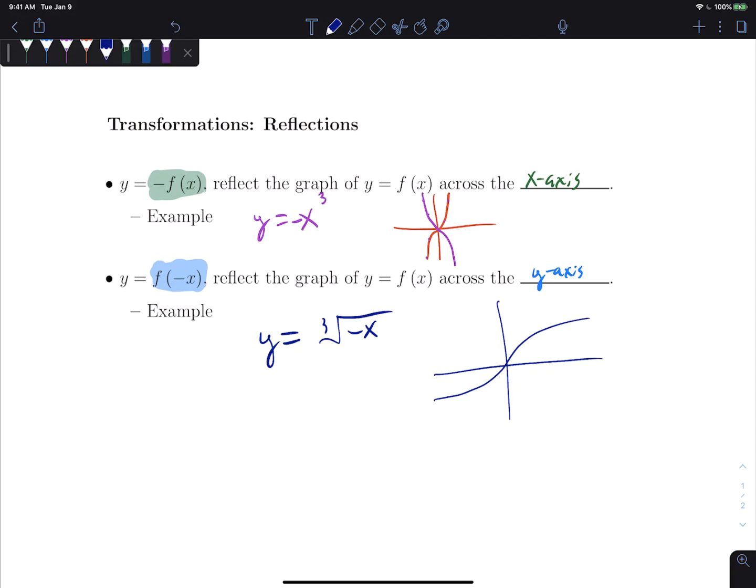But a reflection across the y-axis means that there has to be a point over here. A point here means there's a point here, a point here means there's a point here, and so on for each point. Notice that we are changing the x value, not the y value. Up here, we were changing the y value, not the x value. And it's always changing the opposite one, which is the reason this is a reflection across the x-axis, and this is a reflection across the y-axis.